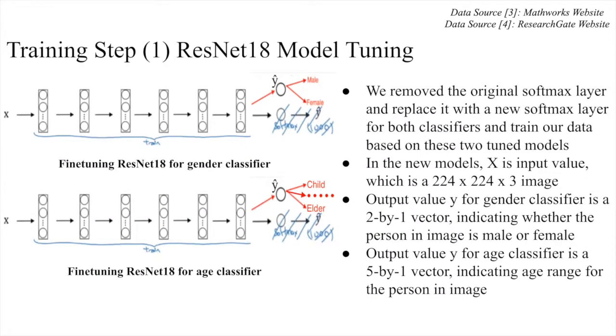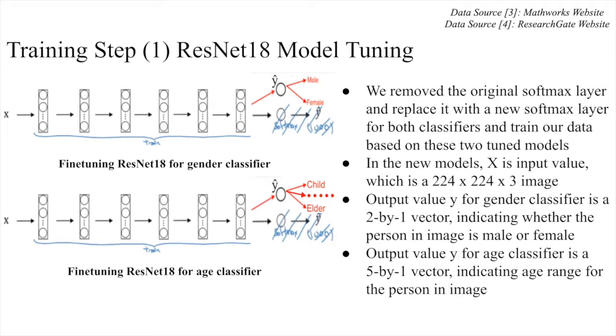To build our own models based on ResNet 18, we first remove the original softmax layer, then we replace it with a new softmax layer for both classifiers, and then train our model based on these two tuned models. In the new models, X is input value, which is a 224 by 224 by 3 image. The output value Y for gender classifier is the 2 by 1 vector, indicating whether the person in image is male or female. The output value Y for age classifier is the 5 by 1 vector, indicating age range for the person in image.